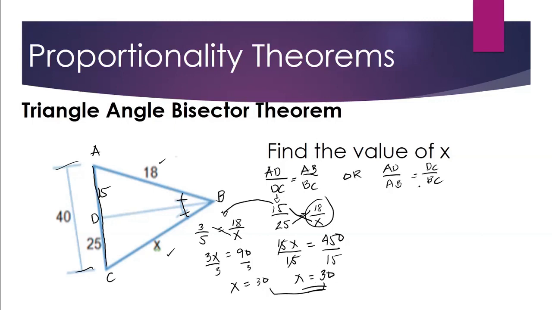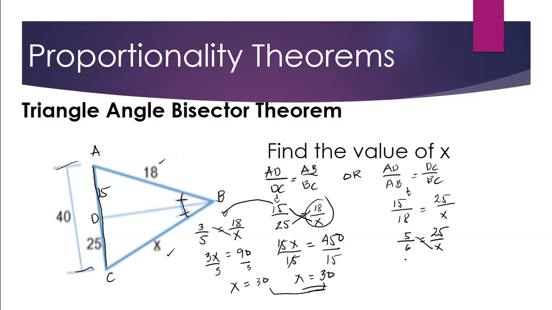And if we use the other one by alternation property, let's have AD. Again, that is 15. And AB is 18. It is equal to DC. What is our DC? That is 25. And then our BC is x. Again, we can simplify this para hindi kayo mahirapan. 15 and 18 are both divisible by 3. So, it can be written as 5 over 6 is equal to 25 over x.